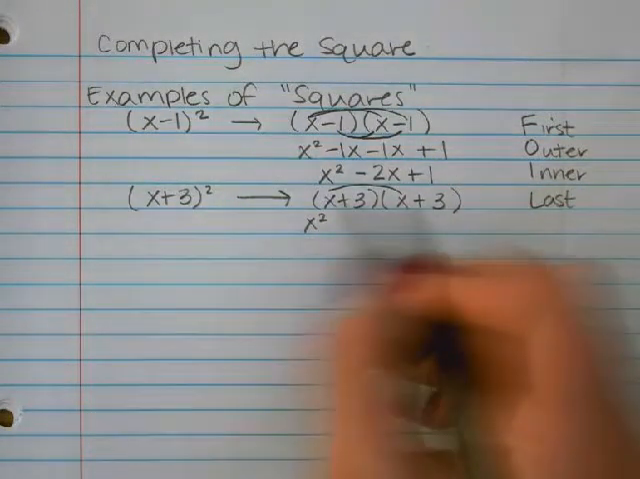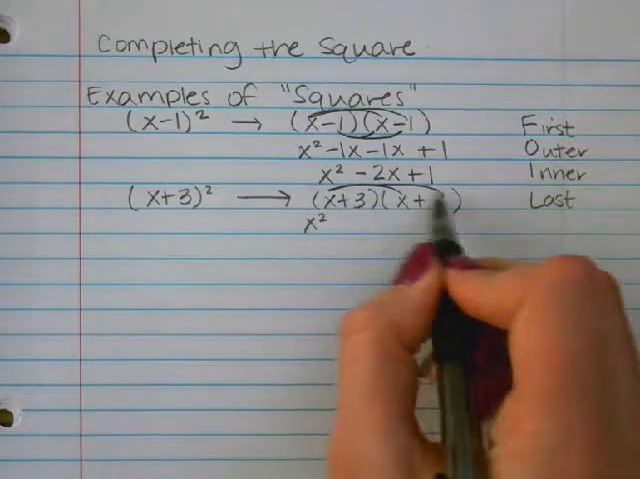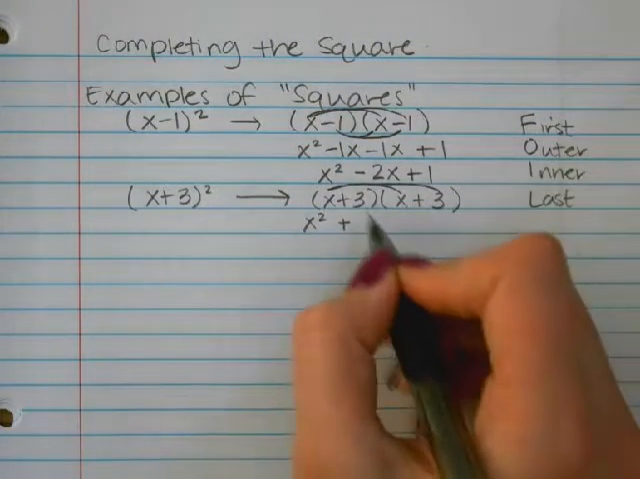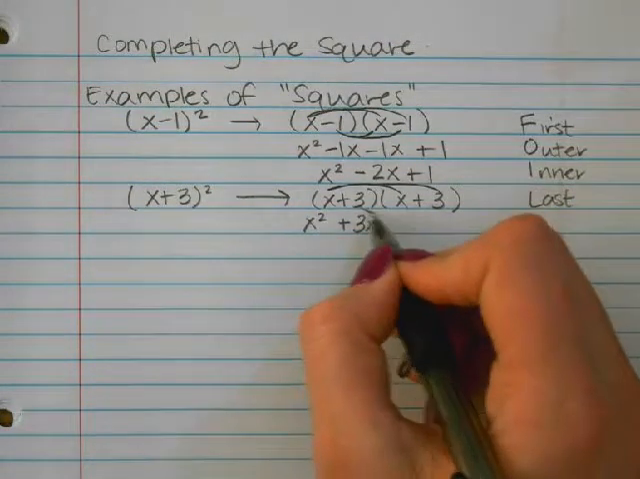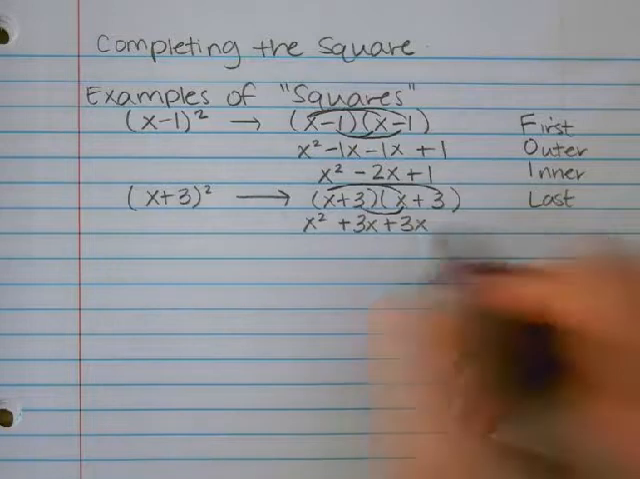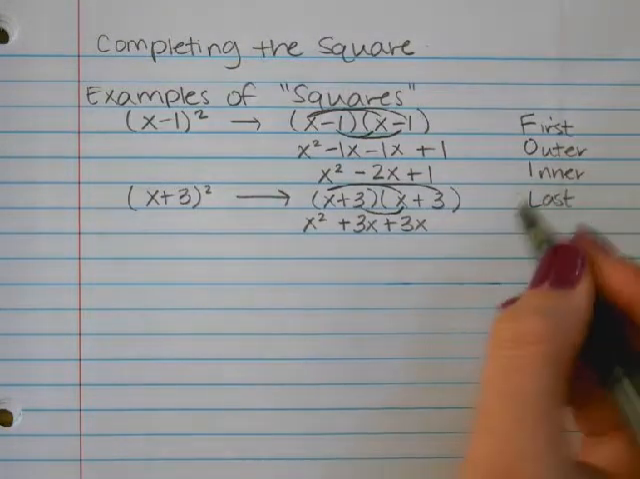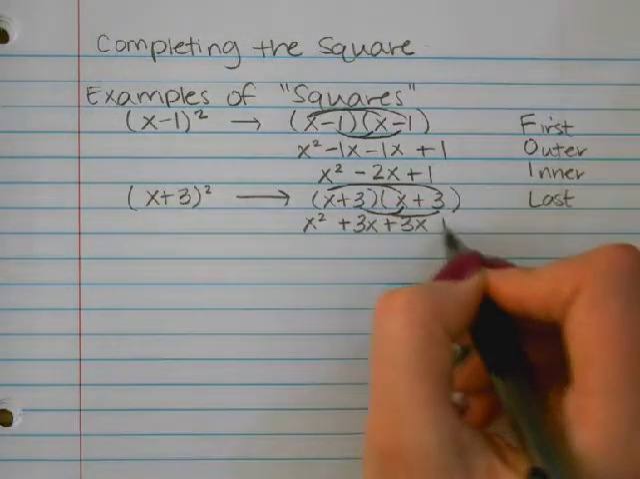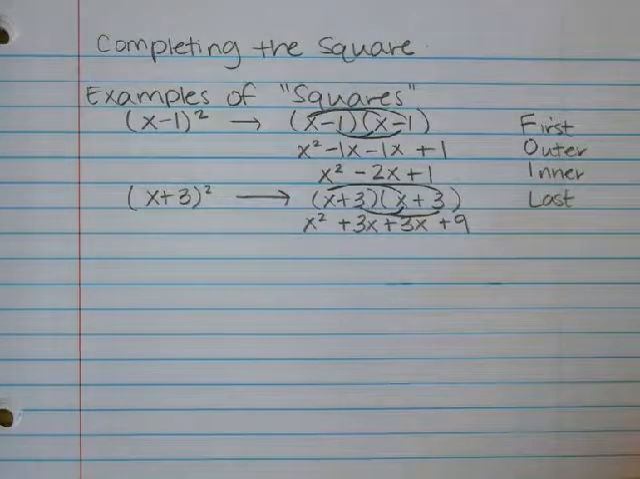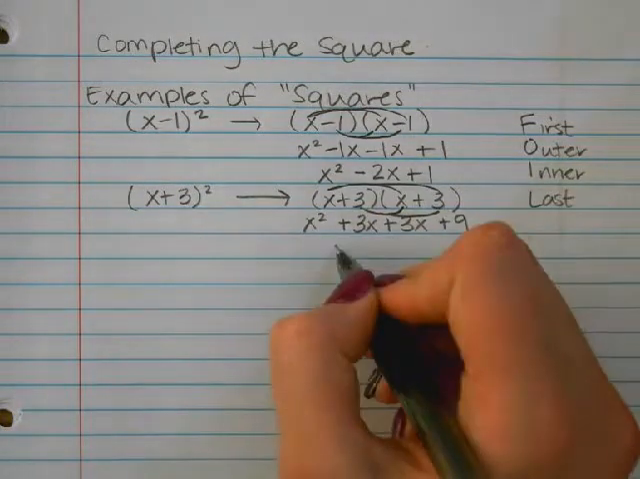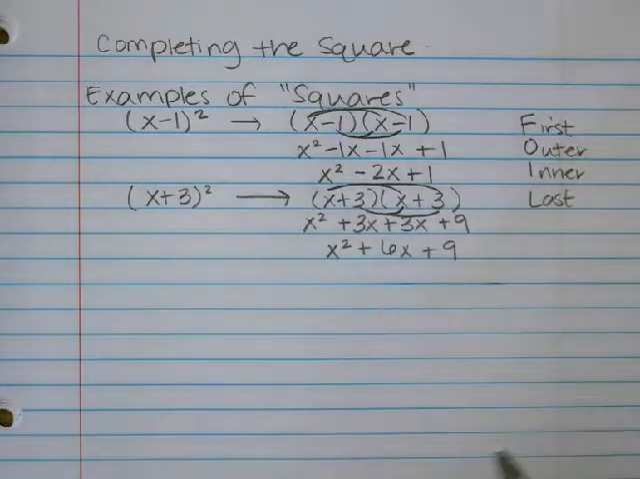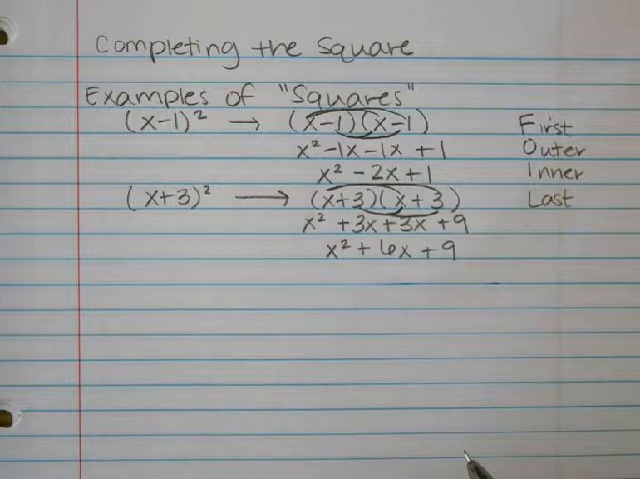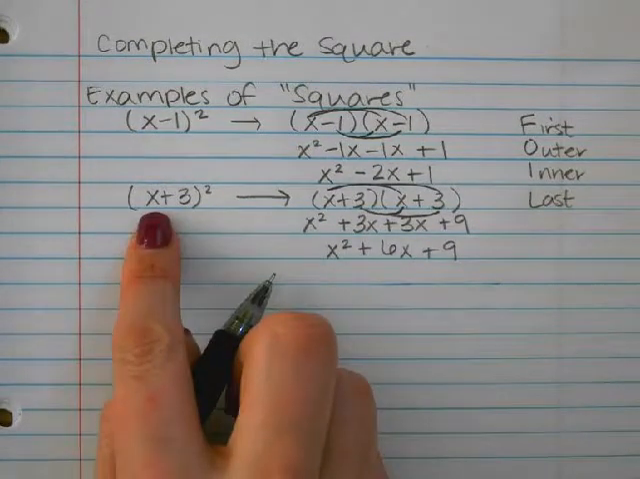So if I did the x times x, that's x squared. Then x times 3 is 3x, right? And then another 3x, and that's where the 6x came from. And then 3 times 3 is the 9. So we get x squared plus 6x plus 9. Okay. So these are the squares.